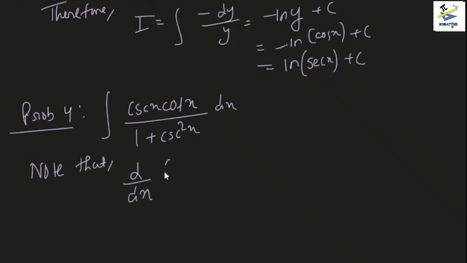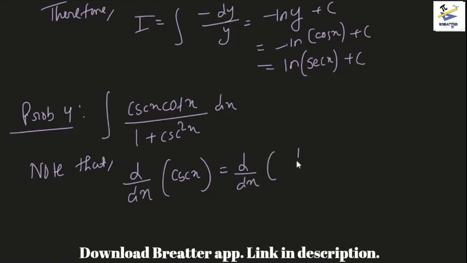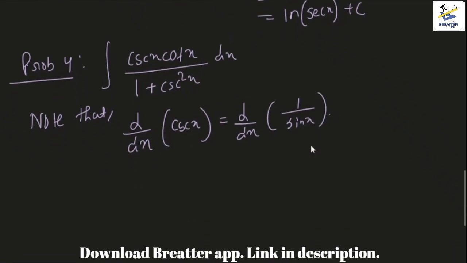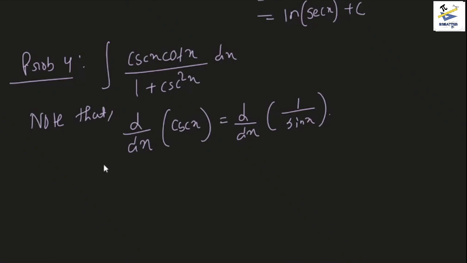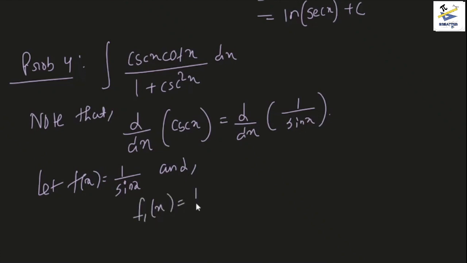note that d/dx of cosec x is equal to d/dx of 1 by sin x, right? So if we were to find the derivative of 1 by sin x, let us do what we have done a few lectures before when we were learning derivatives. Let f of x equal 1 by sin x, and we define two dummy functions. One of them is 1 by x and the next one is sin x.